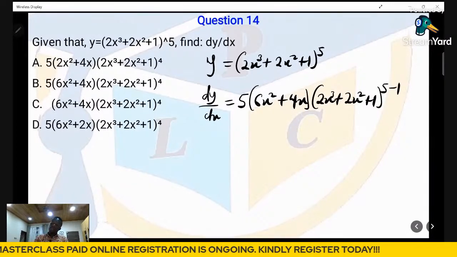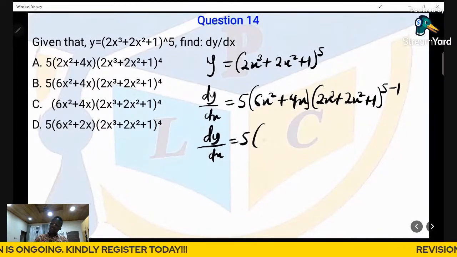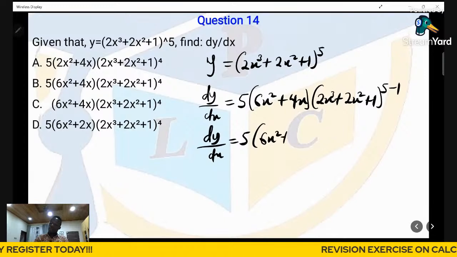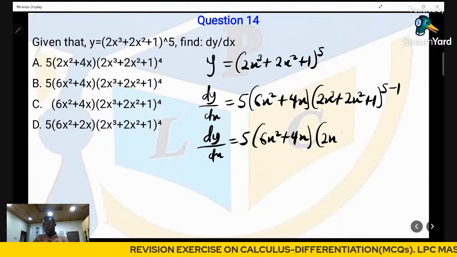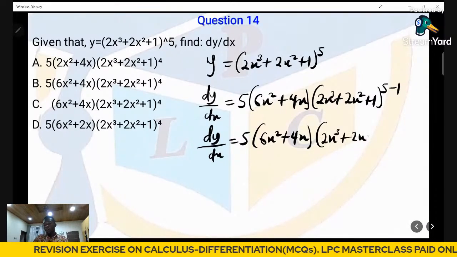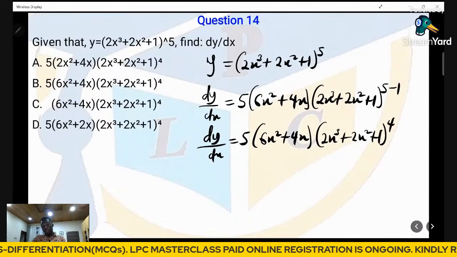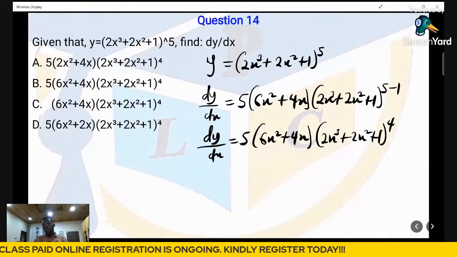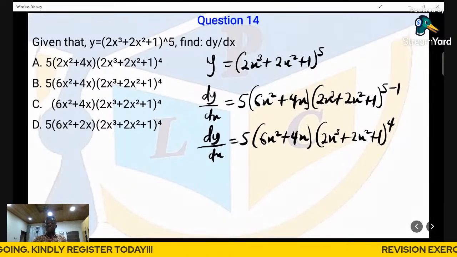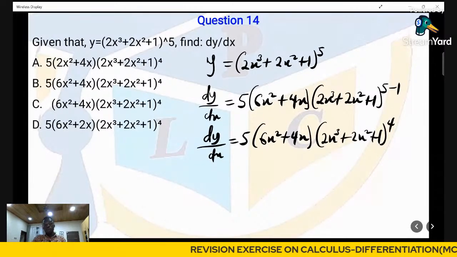So once you are done, in summary, you have dy over dx equal to 5 into bracket 6s squared plus 4x, bracket close, 2s cubed plus 2s squared plus 1, and that should be to the power of 4, and then you are done. This is the simplest way to differentiate functions of higher derivative kind. All right, and you are good to go. So you differentiate the power, differentiate the terms in the expression individually, and after that you repeat the whole expression and then subtract 1 from the power.